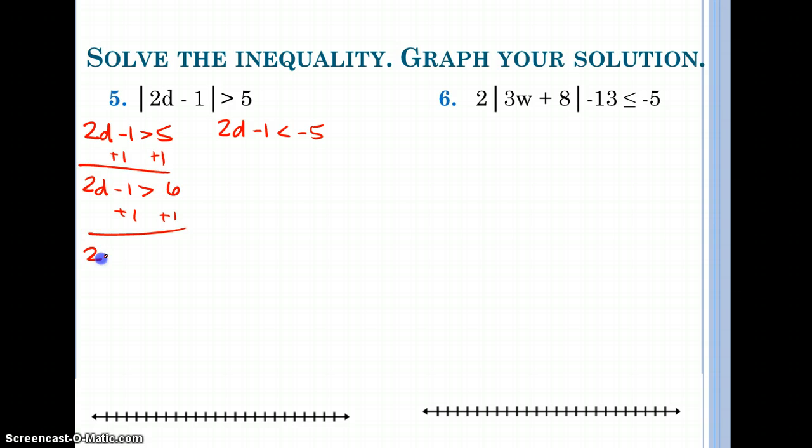And then I get 2d is greater than 7. From here, I will divide both sides by 2. D is greater than 7/2, which is about 3.5. I'm going to write it as 3.5 only because I'm graphing.